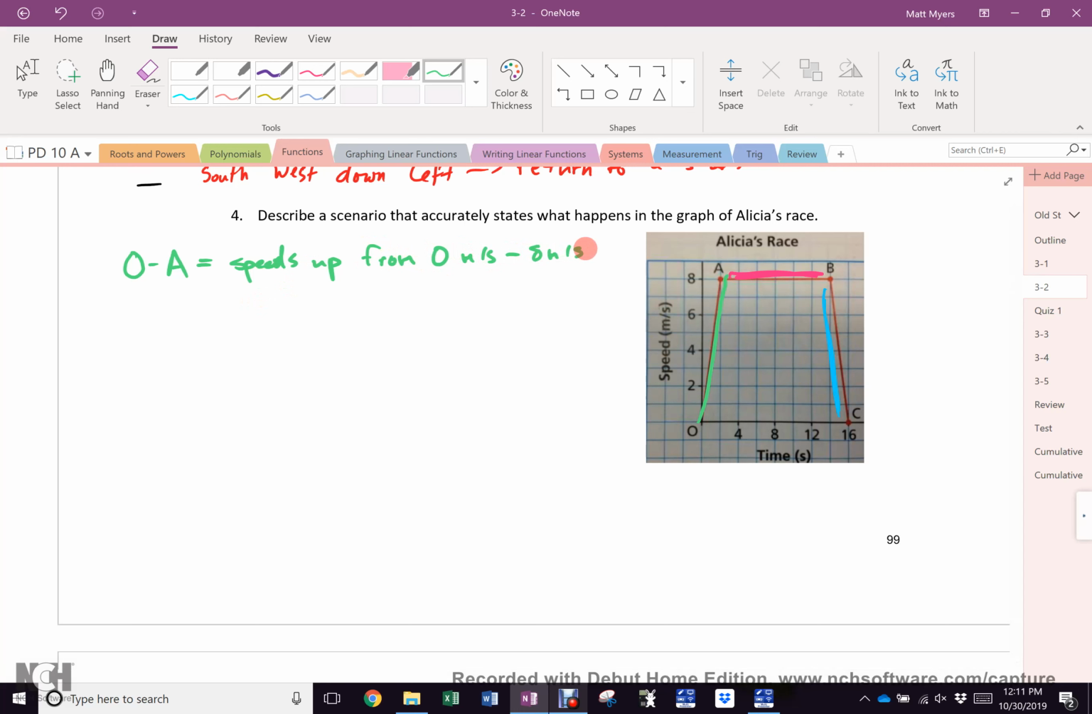2, 3, or 4-level answer? 2. How can we make it a 3-level answer? What would we add to that to make it a 3-level answer? Harry? She accelerates from 0 to 8, and while she's skating, she gains more distance. Okay. I like it. Too much for me to write, but I like it. That could get you some more credit. RJ, you want to refine your own? There you go. 0 in 2 seconds. Now we're at a 3, right?